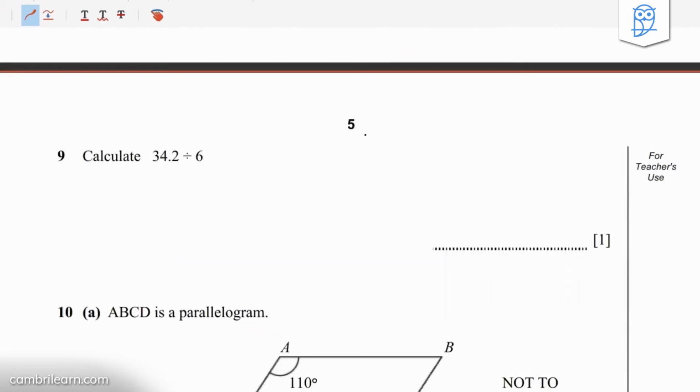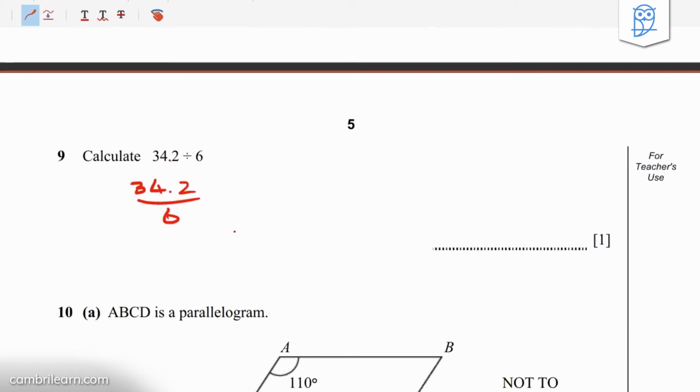Moving on to question 9. Calculate 34.2 divided by 6. Okay, so here we just have division where we have a decimal point. Nothing is simpler than this. We could have said, okay, we have 34.2 divided by 6. How do we do this?